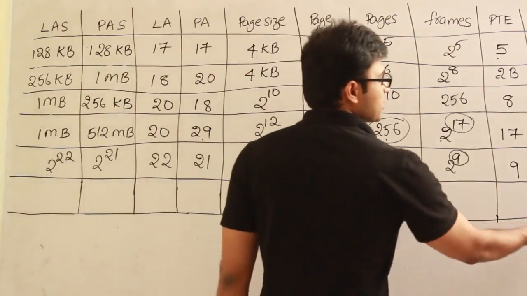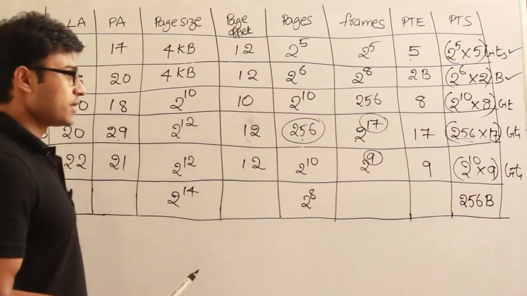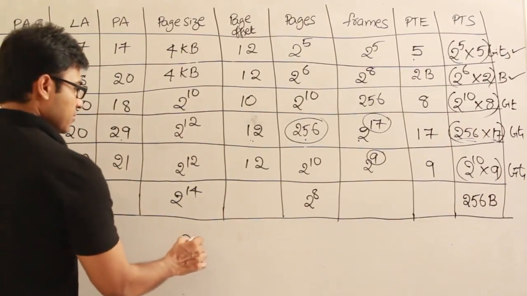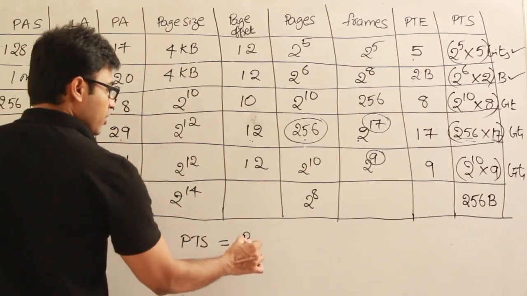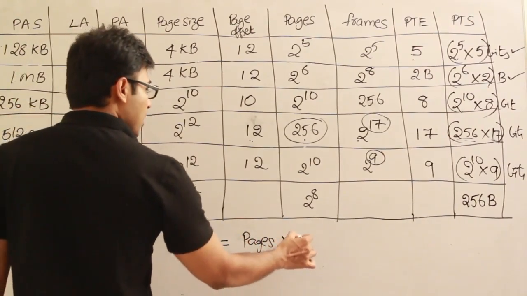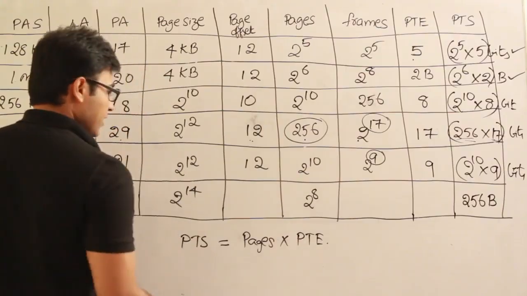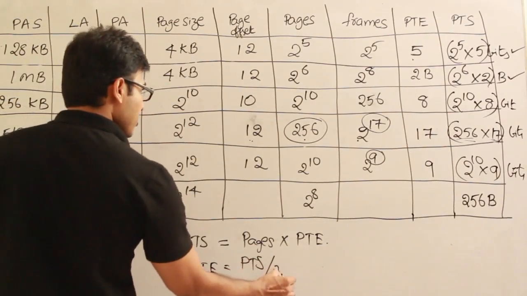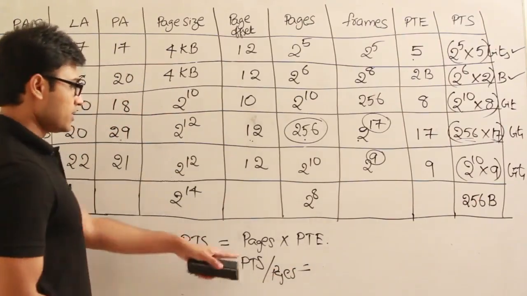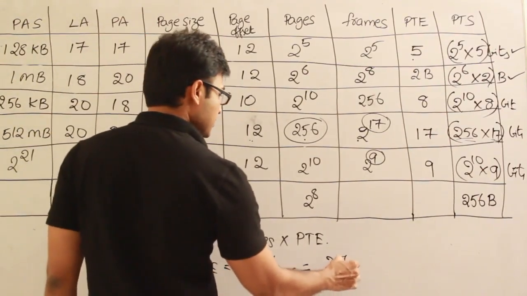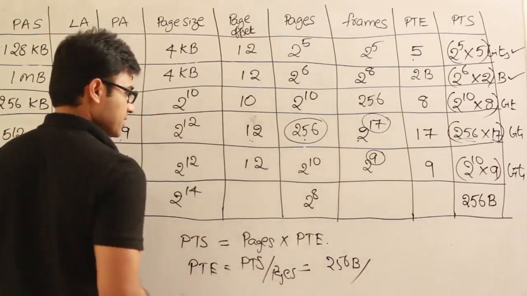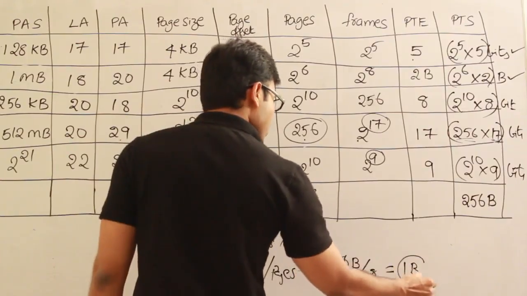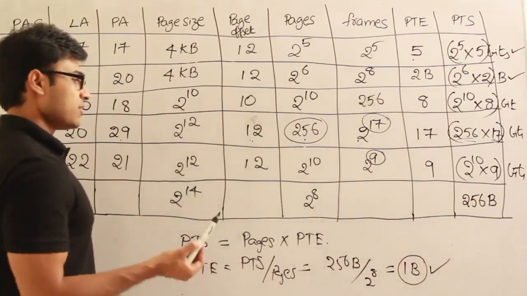So watch this. Since the page table size is given, and the pages are given, what could you find out? See this, page table size is equal to number of pages into page table entry size, isn't it? Therefore, what will be the page table entry size? Page table size divided by number of pages, right? Page table size is 256 bytes divided by number of pages. So how many pages are there? 2 power 8 pages are there, therefore it is 1 byte. So 1 byte is used in order to represent a page table entry.